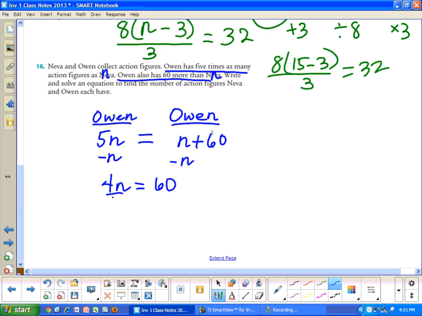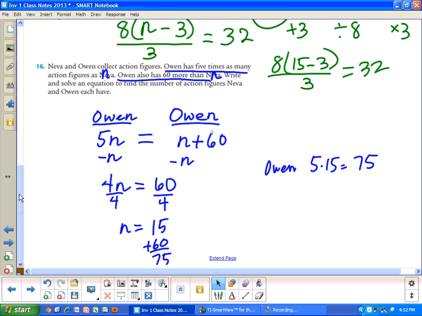And then we can just divide by 4 to get our answer, and so on. So Neva has 15. And then Owen has 5 times as many as Neva, so Owen has 5 times 15, which is 75. And that should also be 60 more than Neva. So if we add 60, we should get the same thing, which is 75. And that's all.